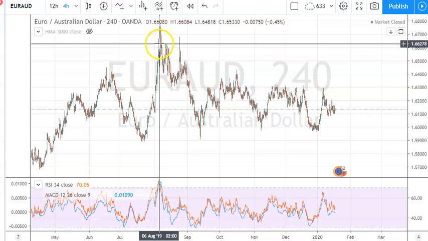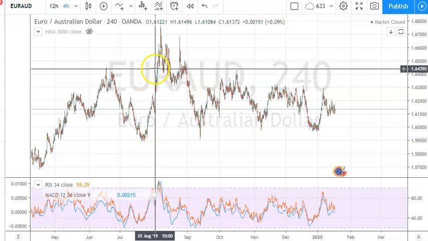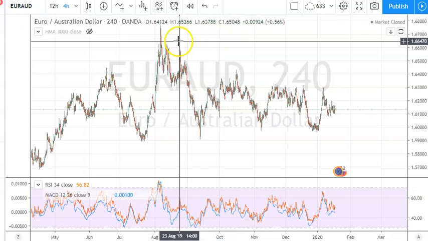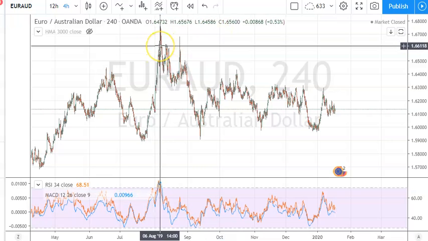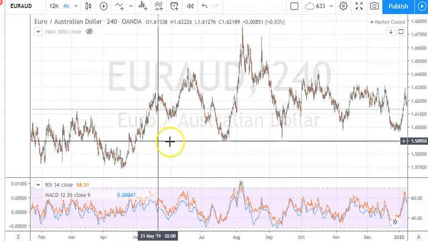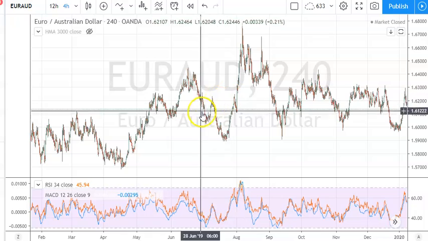Do you need to get the whole move? Be nice, wouldn't it? But you don't need it. You've got plenty of other pairs to get those moves on. So we're looking at the highest probability of getting our money and making our profit, not getting the whole move, not riding the trend. You can ride the trend if you want, but I swing trade.